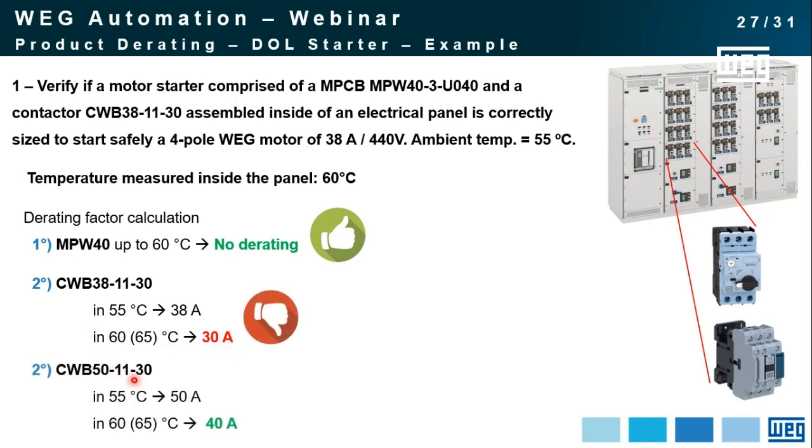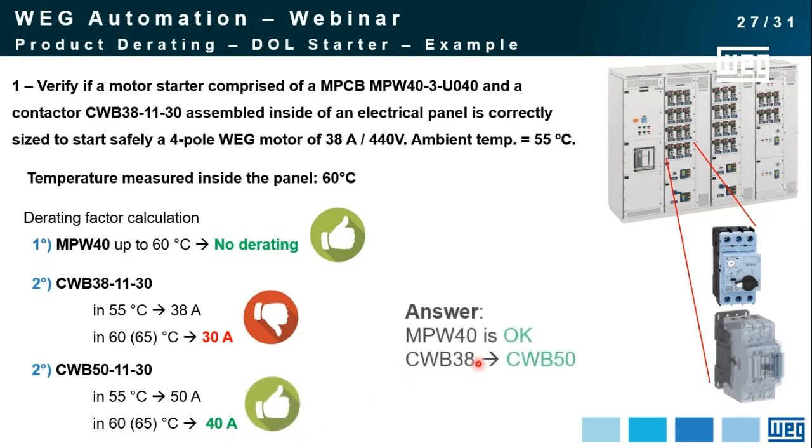Let's move to the CWB50. Up to 55 degrees Celsius, it can deliver 50 amps, and up to 60, or actually 65, but as the application is below this limit, it can deliver 40 amps. So yes, you can use this contactor. So the new starter will look like this. The MPW40 is okay to be used, but the CWB38 has to be replaced by the CWB50.